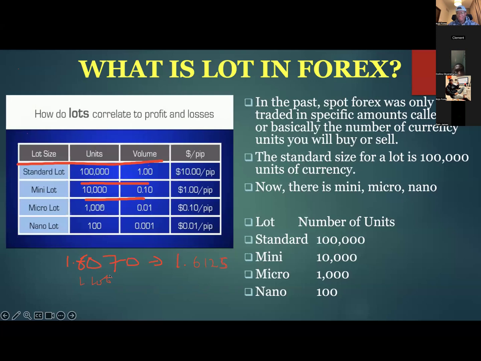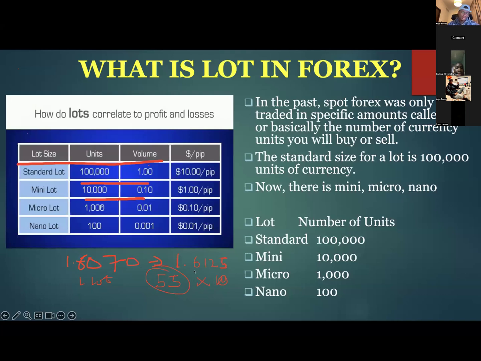550. You are going to make 550. Those who are throwing their numbers around, go back to primary school, because the difference between 6070 and 6125 is what? 55 pips. So if you put one lot, which is equivalent to $10 per pip, times 55, then what do you get? You get 550, right?